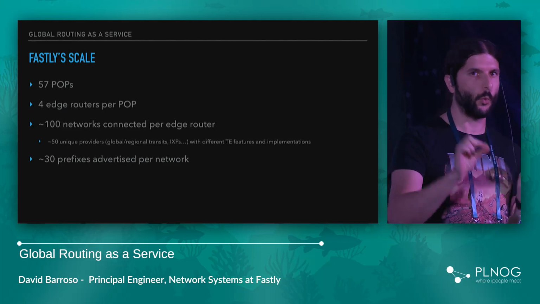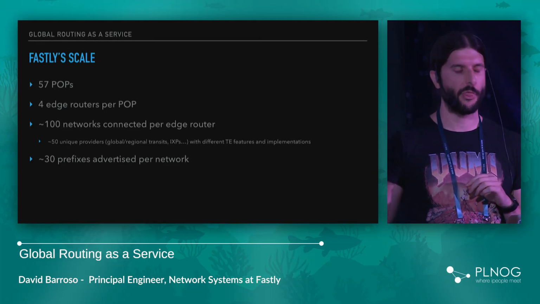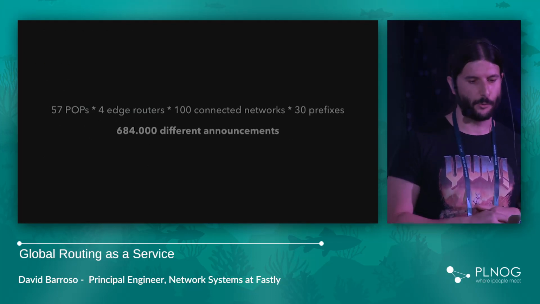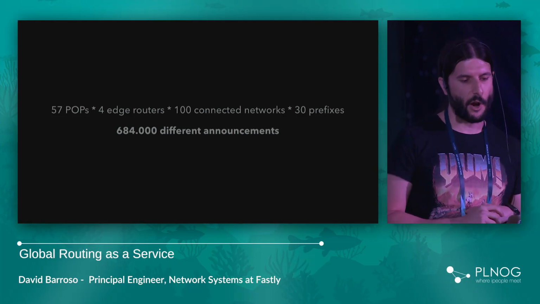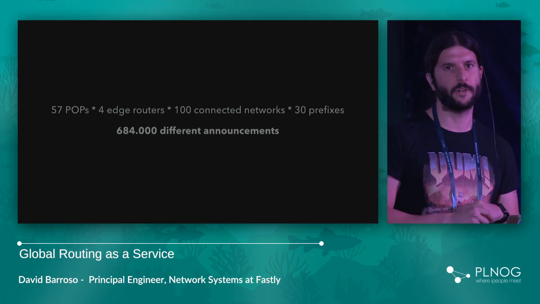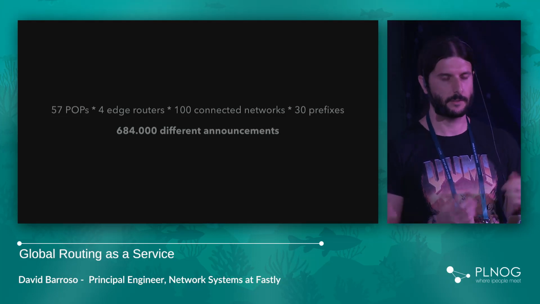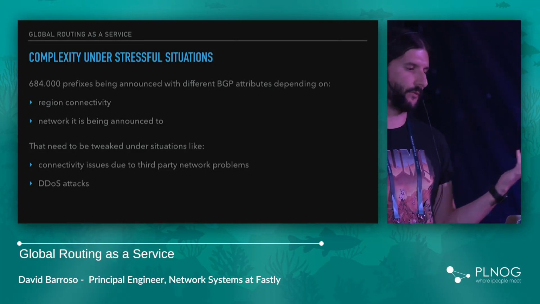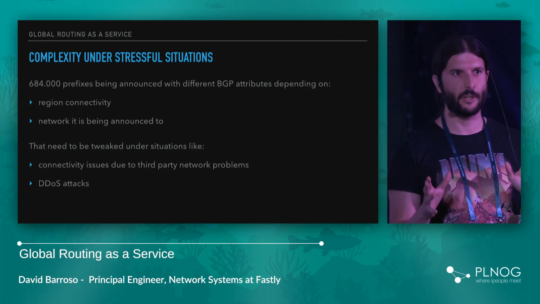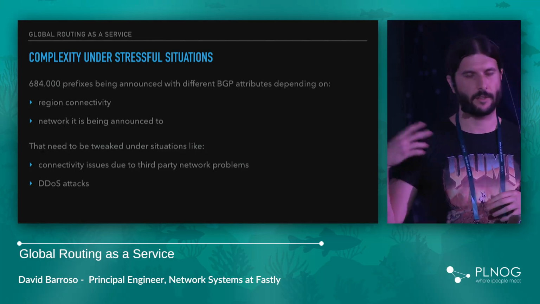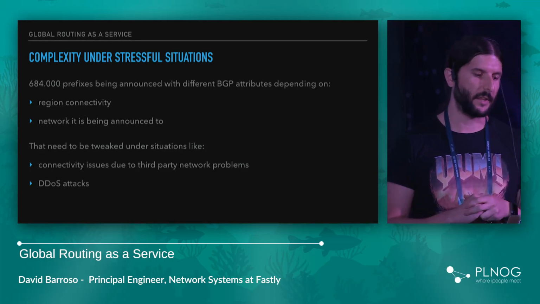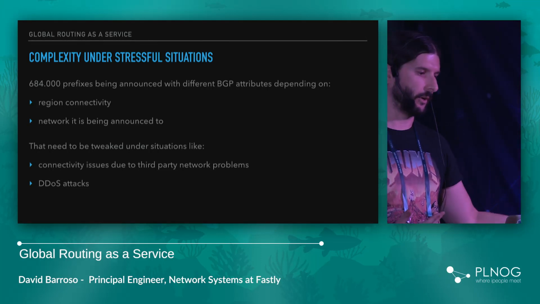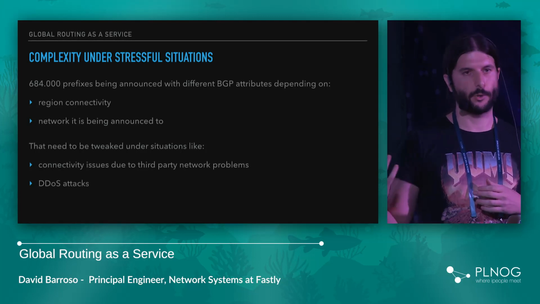And then on each one of those peers, we need to announce around 30 different prefixes. So you start multiplying things, you realize that we have to generate around 700,000 different announcements globally. So that's a lot. And you have to announce all those prefixes, and all those prefixes are going to look similar, but not quite the same, because they're going to have different communities and different attributes depending on the region connectivity. It's not the same announcing a prefix in Asia or in Europe.